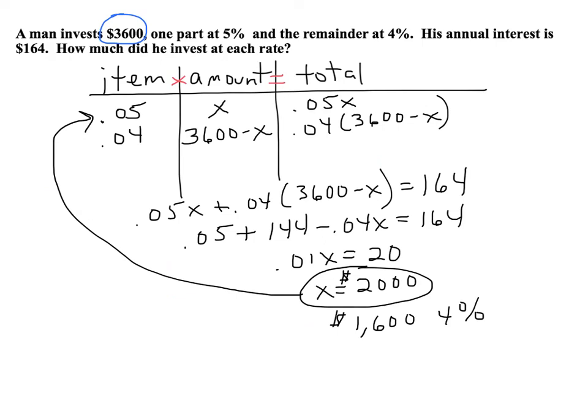Once again, please remember that you might have set it up a little bit differently. You might have said when you did the problem that the first item 0.05 wasn't the X, but instead you might have reversed these two. If so, you would get a different answer for X, but your final answer, 2,000 at 5% and 1,600 at 4%, would still be the same.